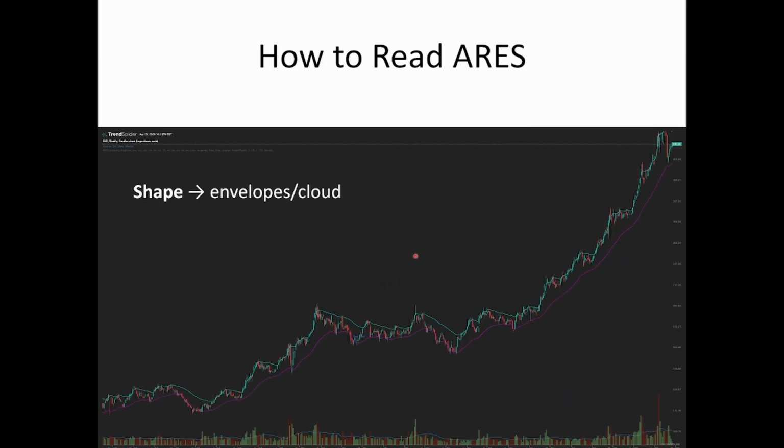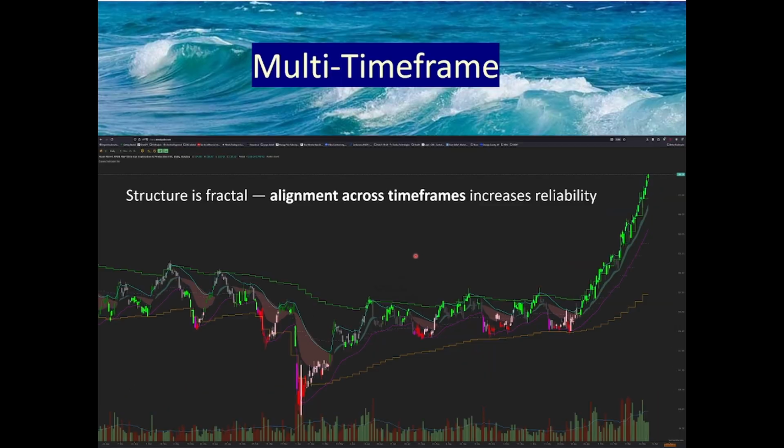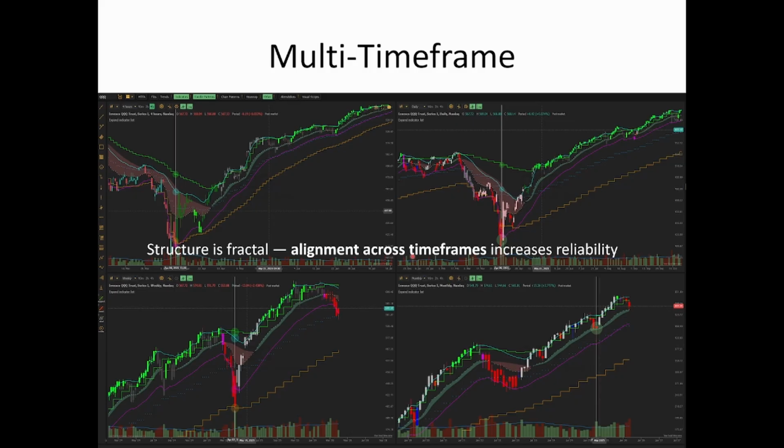Reading ARES is simple. The shape is given by the envelopes or the cloud in between the envelopes. That helps you better see the trend and the regime of the market. As the structure is fractal, alignment across time frames increases the reliability of other signals you might have. For any time frame, you could plot the current time frame envelopes and midlines, and also the high time frame envelopes. Here's an example of real multi-time frame analysis.